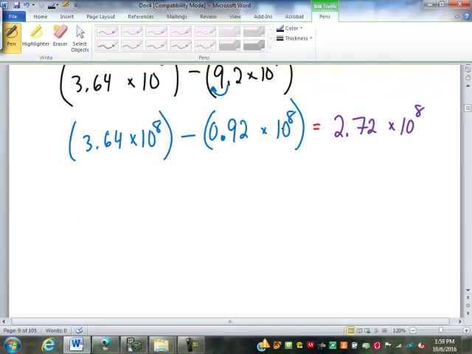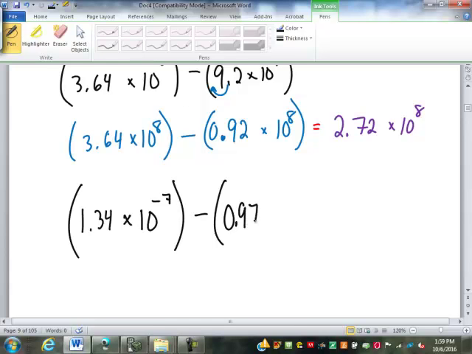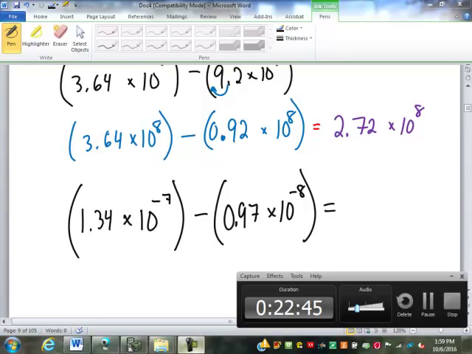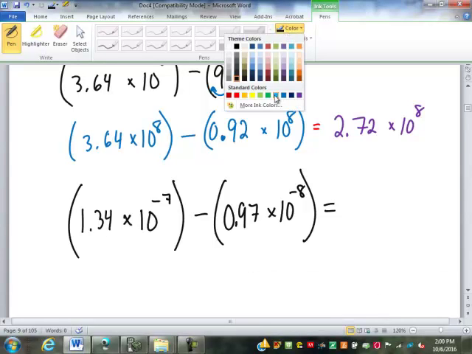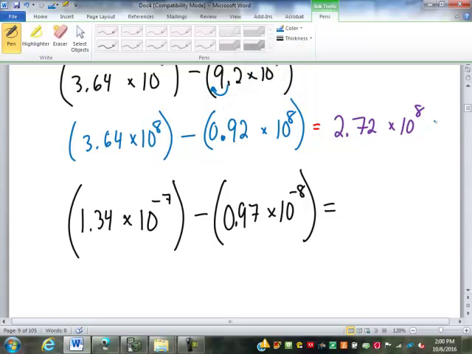I'm going to let you guys try one. I'm going to have 1.34 times 10 to the negative 7th minus 0.97 times 10 to the negative 8th. Tell me what you come up with. Okay, well, let's see what you did here. Which is the larger power of 10? Negative 7.